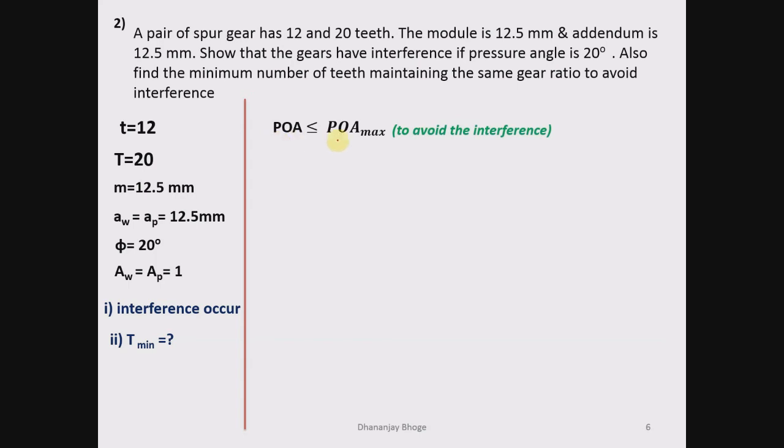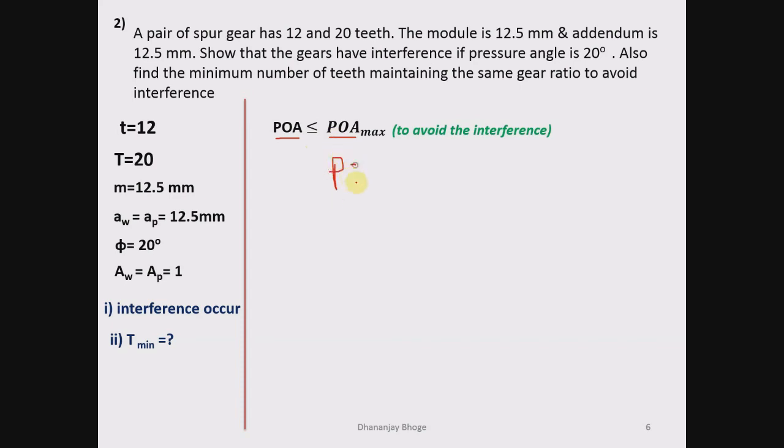Write down this condition. POA is less than or equal to POA max to avoid the interference. Then I will explain what this is. POA is path of approach, and POA max is its maximum value. To avoid the interference, path of approach must be less than or equal to its maximum value, so that the point of contact lies between the pitch point and the interference point.